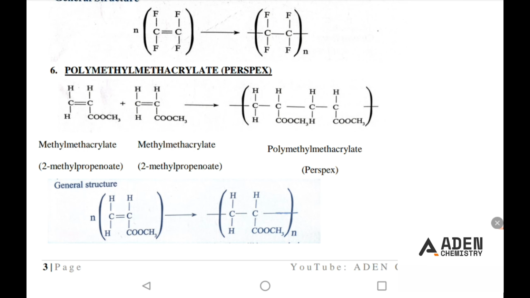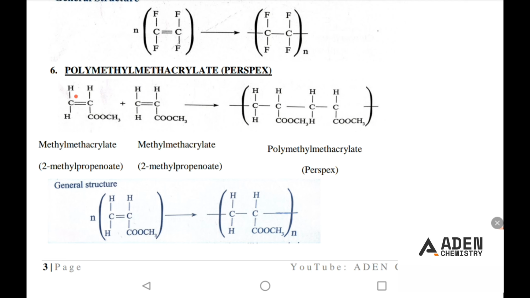Next, let's proceed to the last polymer, which is polymethyl methacrylate, which is also known as Perspex. So here, the monomer will be methyl methacrylate. That will be our monomer. The way it is written or it's drawn, its structure is like this. So we add another again methyl methacrylate. What we are going to get will be polymethyl methacrylate.